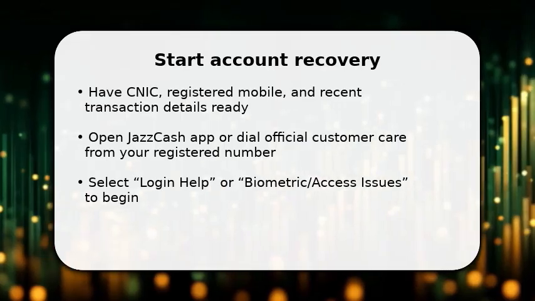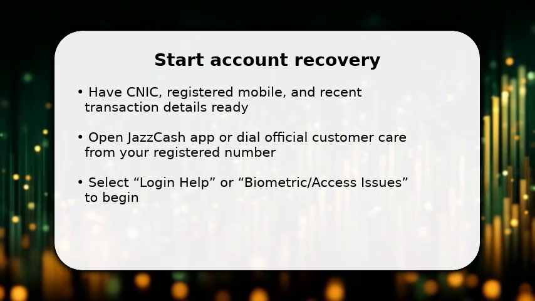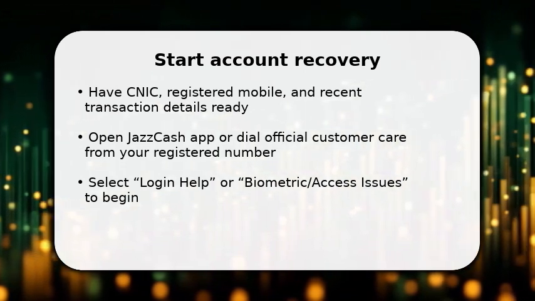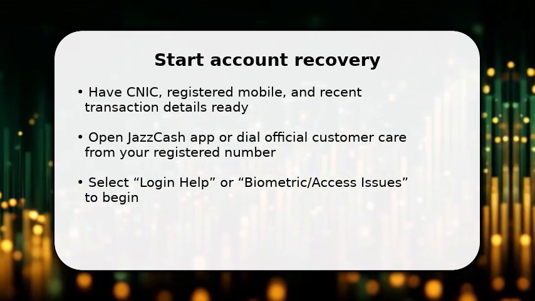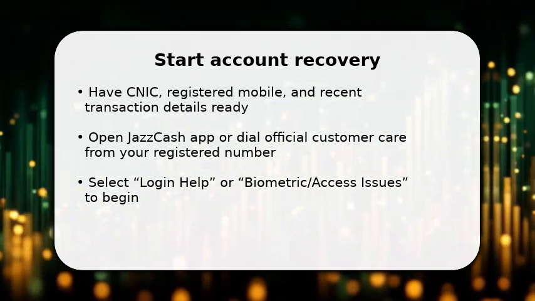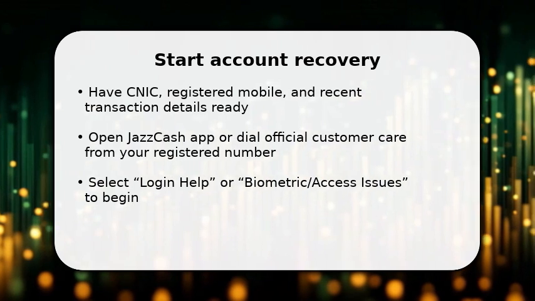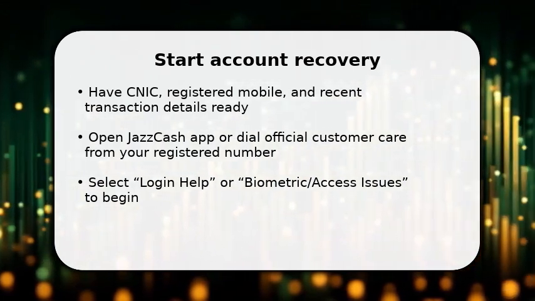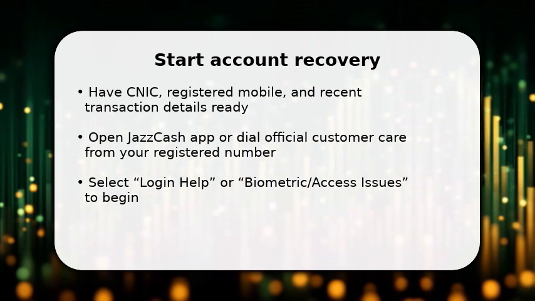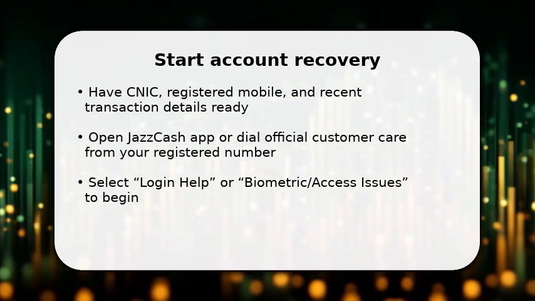You begin by getting essentials ready: your scenic, the phone registered with Jazzcash, and 1 or 2 recent transaction records for proof. Once done, open the Jazzcash app or call customer care from your registered number. This confirms your identity source. Choose the Login Help or Biometric/Access issues option immediately and follow prompts.